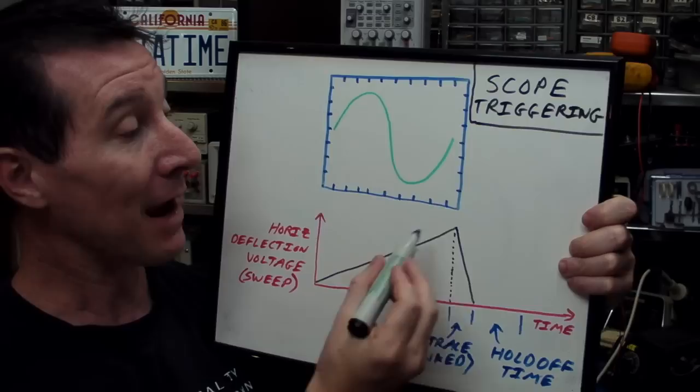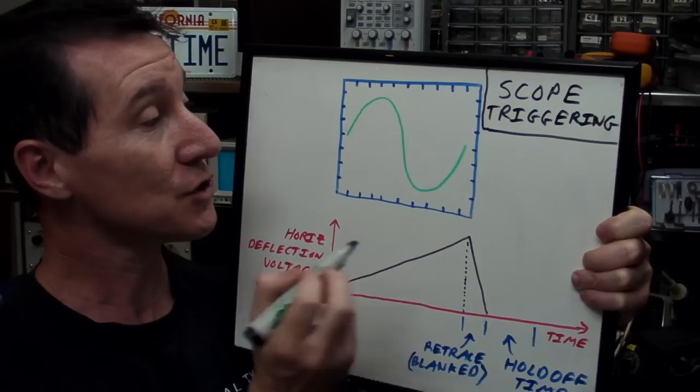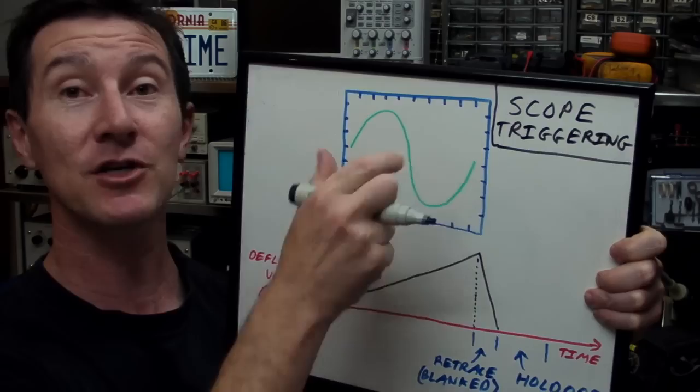Basically, it's based on a linear, an integrated sawtooth ramp like this. So it's a linear sweep. It's also called the sweep, okay? It's the horizontal deflection sweep, or it's the voltage that's applied to the horizontal deflection plates which causes the beam to sweep across the display. And that's a sawtooth waveform like this.